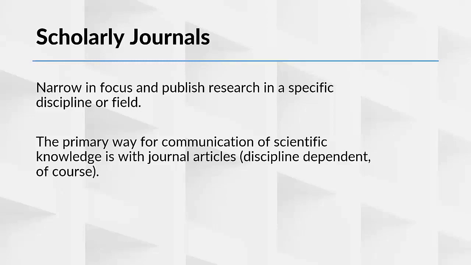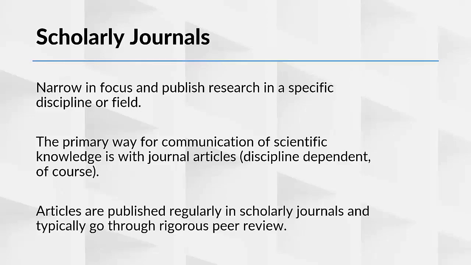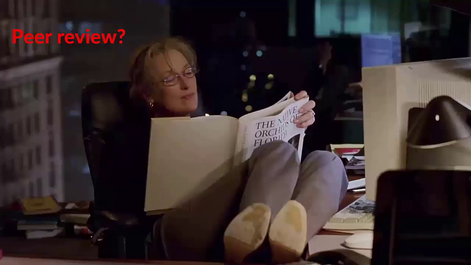This is also discipline dependent. So certain fields or disciplines won't focus so much on journal articles, right? It'll be a slower publication process. Maybe they're publishing a book, for example. And articles are published regularly in scholarly journals. So they come out monthly, quarterly, right? That sort of thing. And they typically go through rigorous peer review.